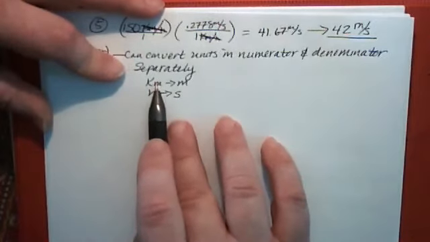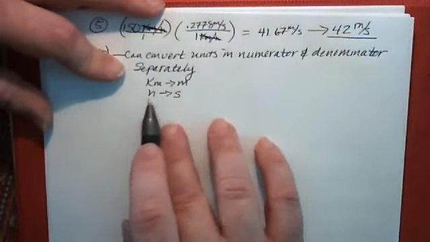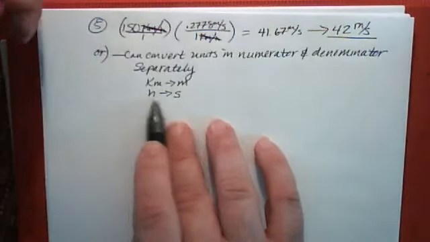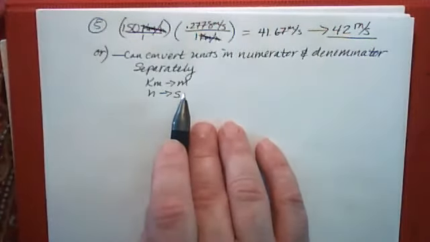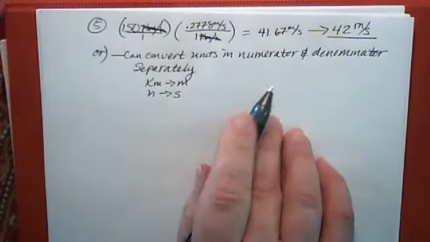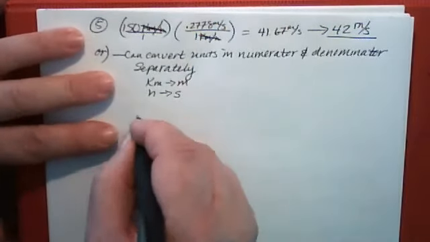And we first have to convert kilometers to meters, and then we have to go back and convert the units on the bottom. That would be hours to seconds. And that's actually not too difficult, but it's certainly more difficult than doing it this way. So here's how you can do that.